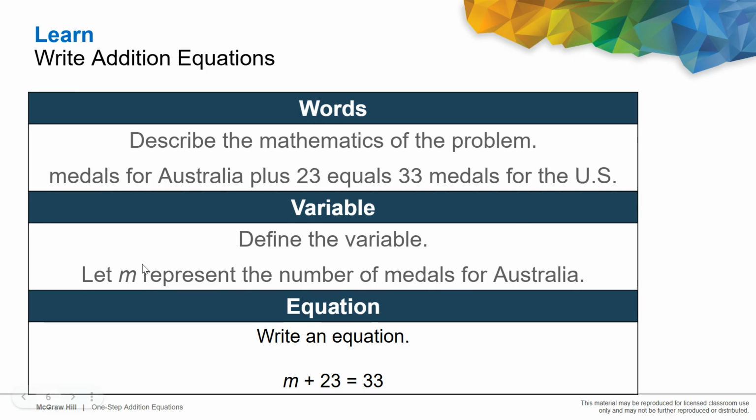Then we're going to define a variable. We can let M represent the number of medals for Australia, M for medals. And then that equation, when we write it out, looks like this. M plus 23 equals 33. So medals for Australia, M, plus 23 equals 33 medals for the US. It almost looks even simpler in this form than the words. Definitely looks easier than that paragraph we had.